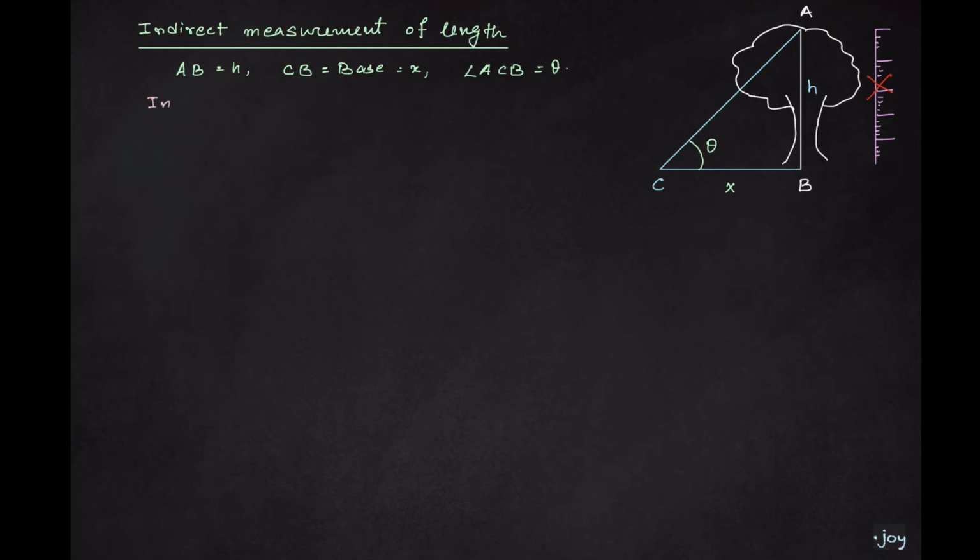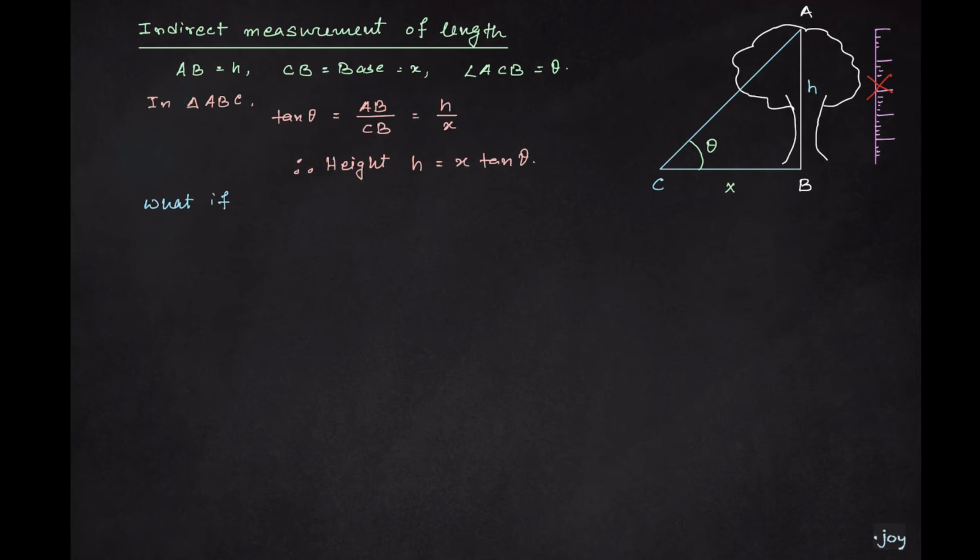So in the triangle ABC we can write tan theta equals perpendicular by base, that is AB by CB, which equals h over x. Now the height of the tree is h equals x tan theta. So if one knows x and the angle of elevation, then one can measure the height of the tree h.